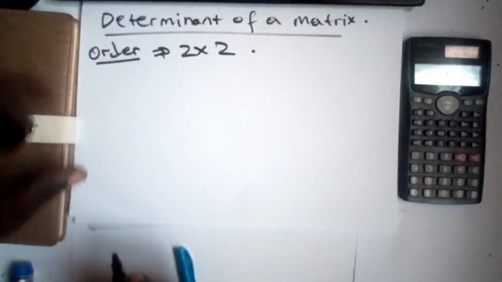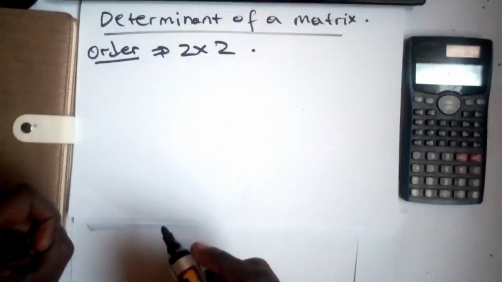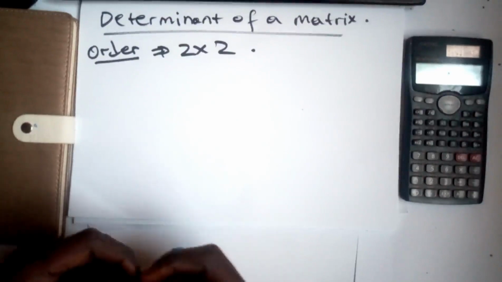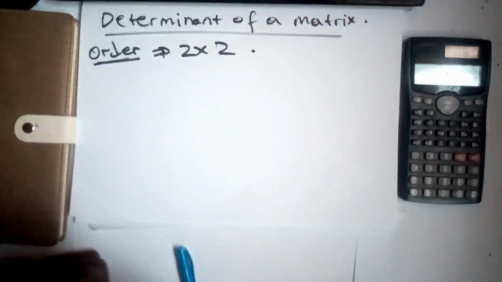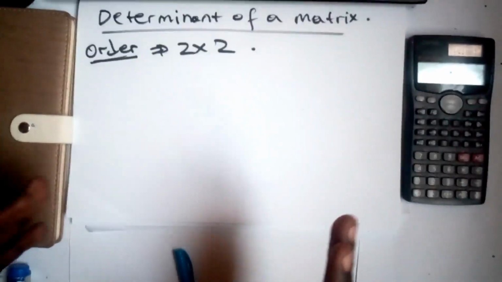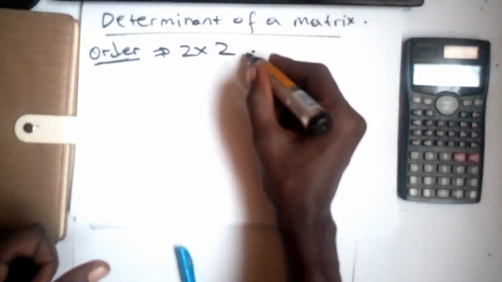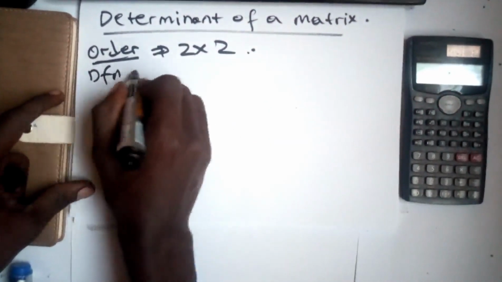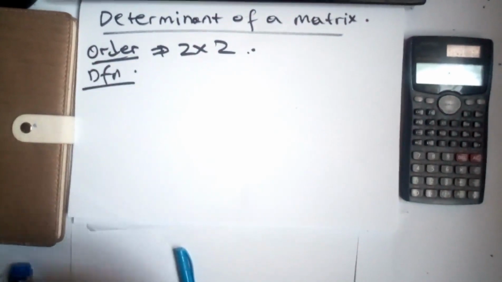Please, if you don't know the order of a matrix, refer back to our previous videos on terms used in matrices. You'll find a definition of the order of a matrix. So today we are going to look at the determinant of a matrix, but only restrict ourselves to a 2 by 2 matrix. Let's have a simple definition of the determinant of a matrix.